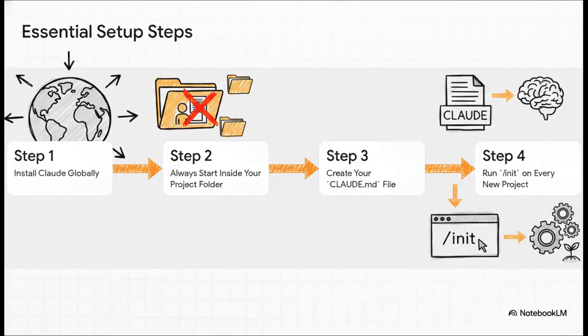Okay, look at these 4 steps. They seem simple, but they are absolutely critical. Step 1, get it installed globally. No big deal. But step 2, this is where so many people go wrong. You have to stop running the AI from your home directory. Always start it from inside your project folder. Why? Because context is everything. The AI has to know what project it's supposed to be working on. And steps 3 and 4, well, that's how we give it that crucial context.